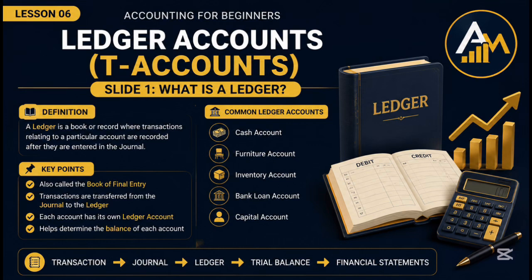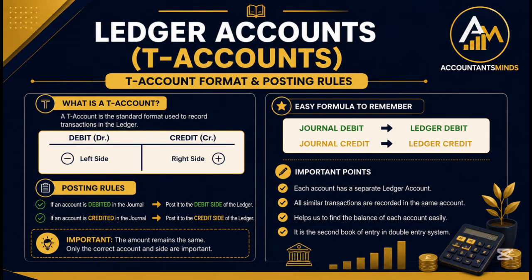Always remember this accounting process. Transaction, journal, ledger, trial balance, financial statements. Every accounting system follows this sequence. Now that we know what a ledger is, let's look at the format used to record transactions in the ledger. The most common way to represent a ledger account is by using a T account. It is called a T account because it looks like the letter T. The left side is called the debit side, and the right side is called the credit side.